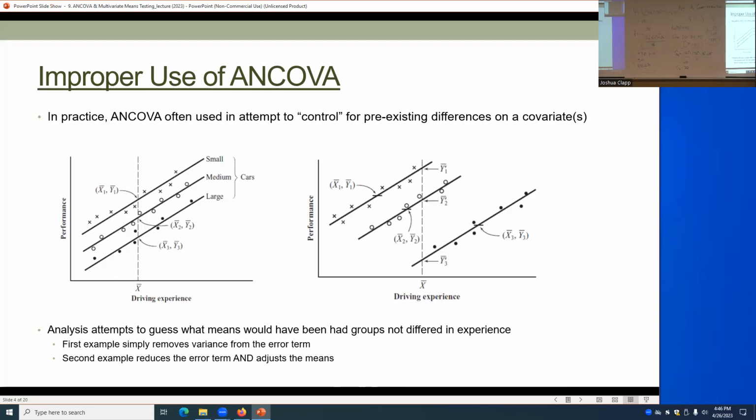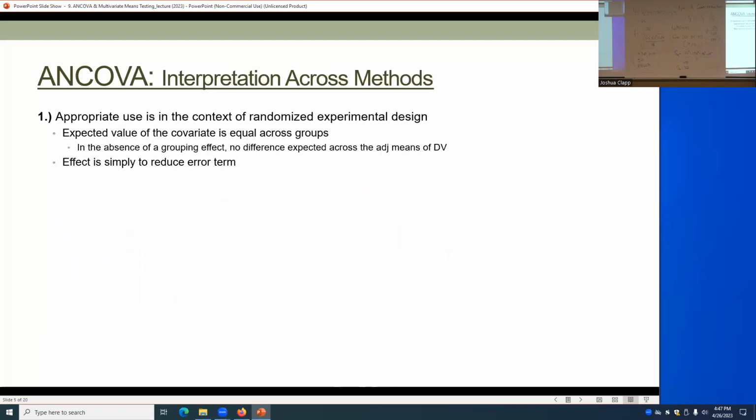In my second example, I'm reducing the error term, but I'm also adjusting the means to the point where the means don't actually correspond with anything that we've actually seen in this data. The core issue is I'm asking how people who drive big cars and little cars would differ in performance if they didn't differ in driving experience. Well, they do differ in driving experience. That's why they're driving different cars, right? So it's a nonsensical question, or it can result in one, when we take this out of the realm of experimental work and drop it into pre-existing groups.